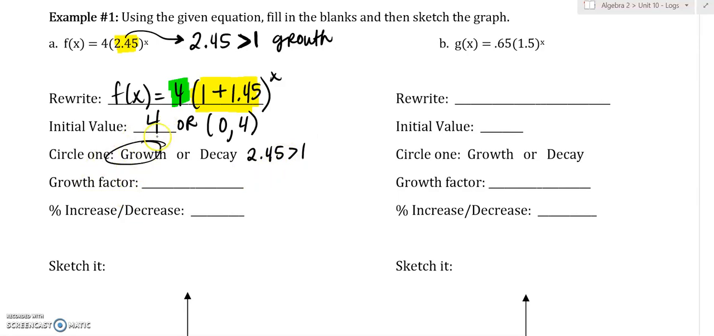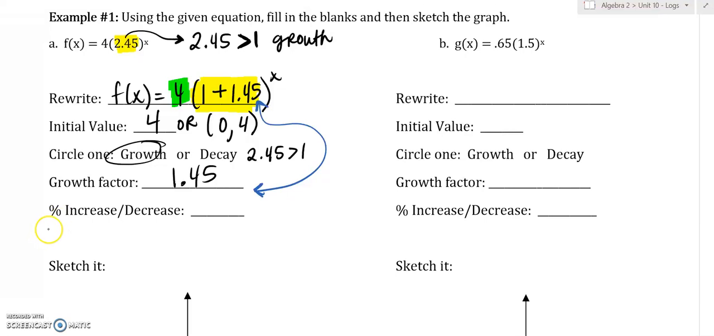Then it says, well, if it's a growth problem, what is the growth factor? Now this is where it gets tricky. The growth factor is whatever you used in the rewrite. So I'm going to put a blue arrow right there. This is the 1.45. This is the number you used in the rewrite.